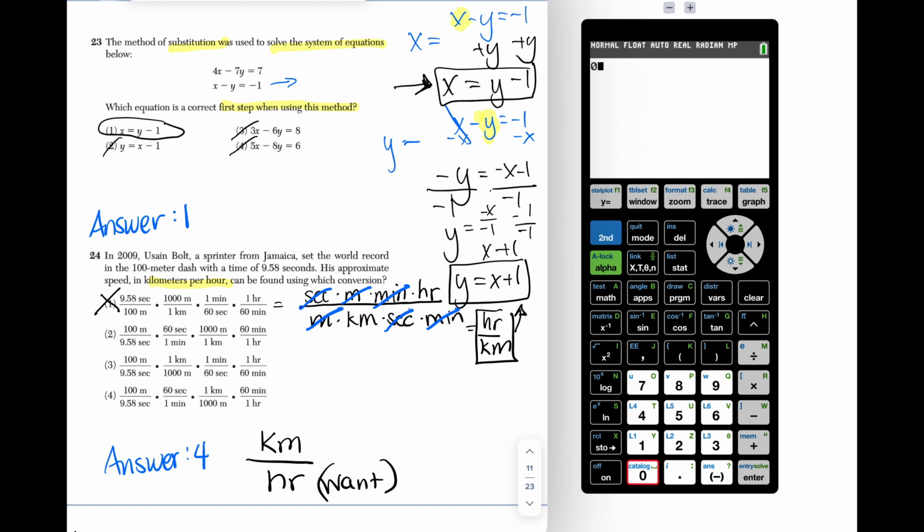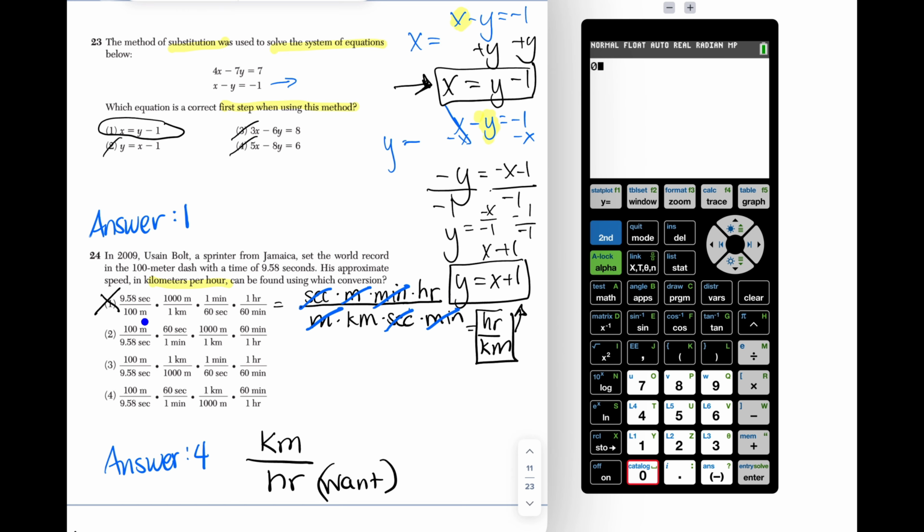So do you see what we're doing there? I'm just looking at the actual units and crossing out. So now with number 2, if you want to write the whole thing out, you can, but I'm going to show you how you could also just look and see.